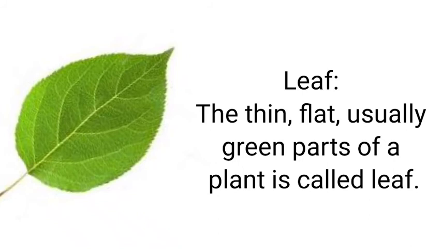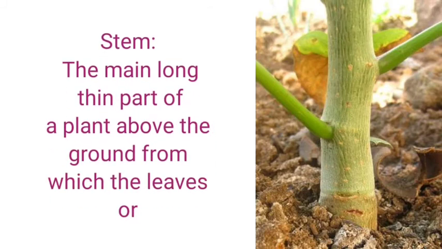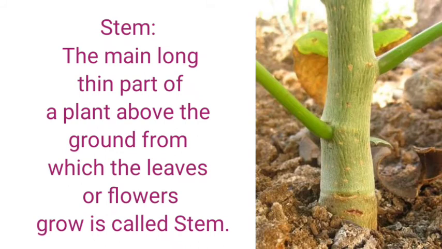After that, we are going to know about the next part of shoot system, that is stem. What is a stem? The main long thin part of a plant above the ground from which the leaves or flowers grow is called stem.